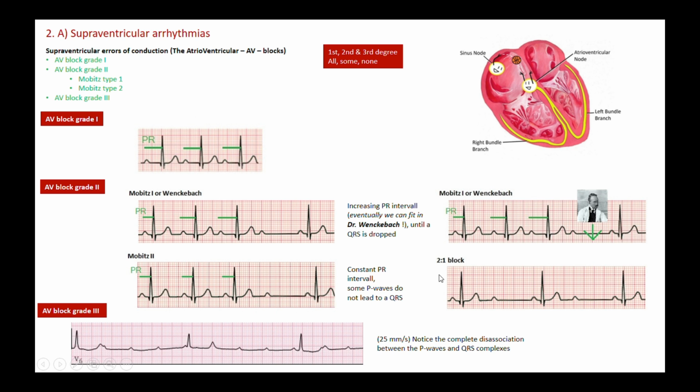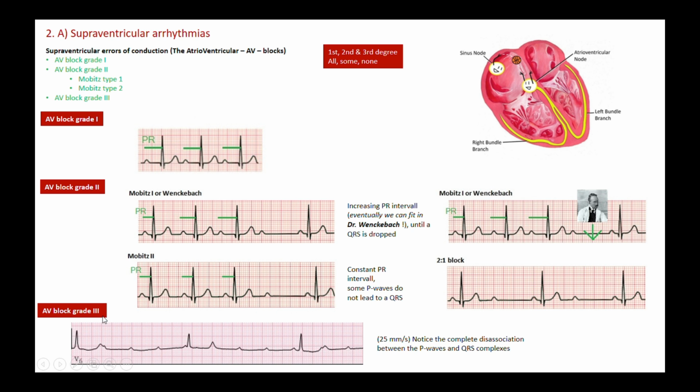And the clinical importance or difference between all of these is that from a Mobitz type 2, AV block grade 2, and up to AV block grade 3, a cardiac pacemaker is usually indicated, and Mobitz type 1 or Wenckebach and AV block grade 1 does not immediately require an external cardiac pacemaker.